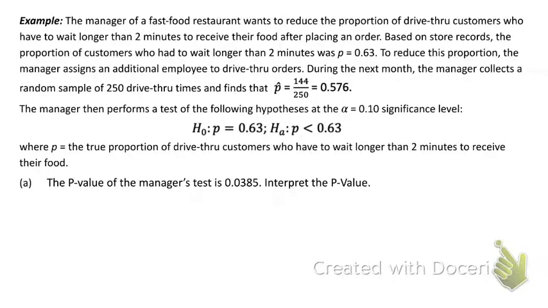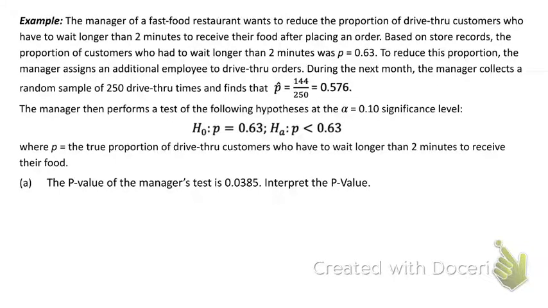Based on store records, the proportion of customers who had to wait longer than 2 minutes was 0.63. So 63% of their customers are having to wait longer than 2 minutes. To reduce this proportion, the manager assigns an additional employee to the drive-through orders. During the next month, the manager collects a random sample of 250 drive-through times and finds that the sample proportion, p hat, is 144 over 250, which is 57.6%.